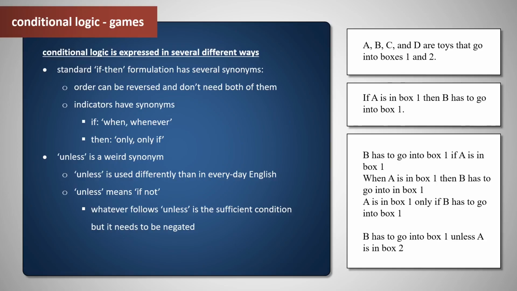So if you were drawing it out, you would put it to the left side of the arrow. So A is in box 2, arrow, B goes into box 1. So the other part of the sentence, B has to go into box 1, that stays the same. You don't have to worry about it. You don't change that. It's just what follows unless.